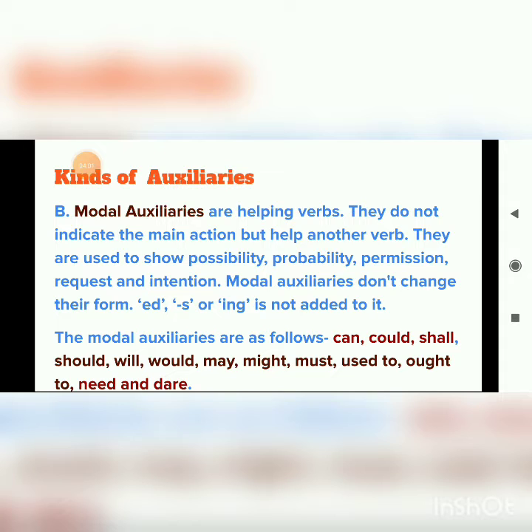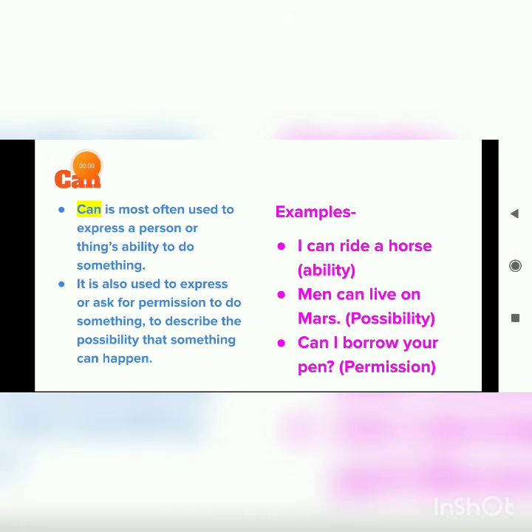I hope students you all must have understood what an auxiliary is, and what the two kinds of auxiliary are, that is primary and modal auxiliaries, and now we will be learning different modal auxiliaries. Can. Can is most often used to express a person or thing's ability to do something. It is also used to express or ask for permission to do something, and to describe the possibility that something can happen.